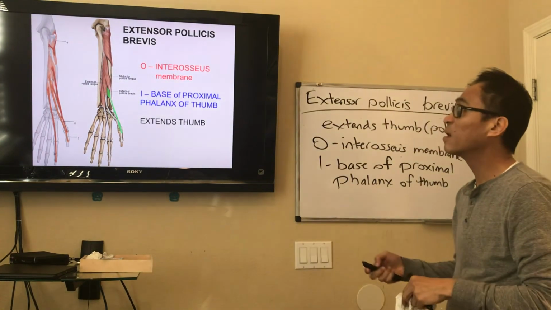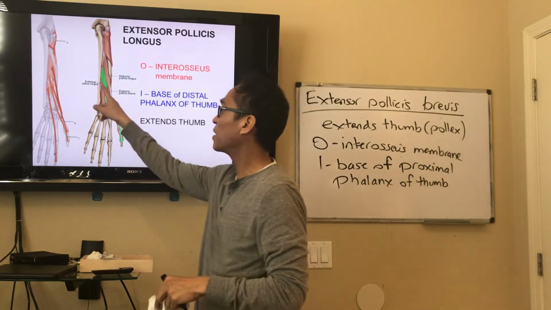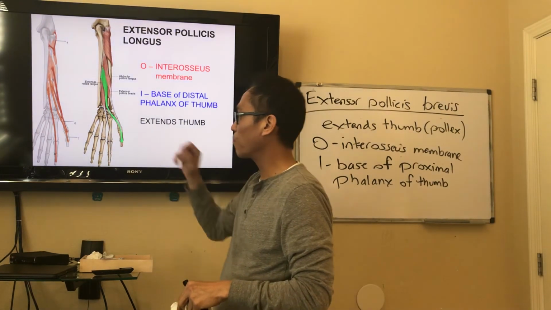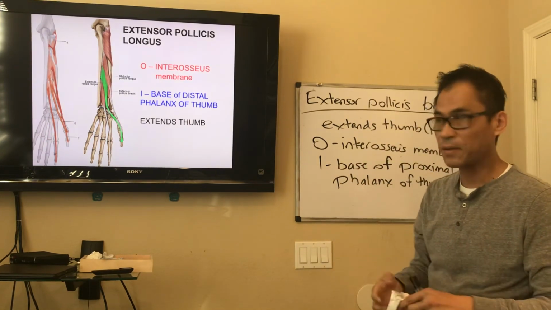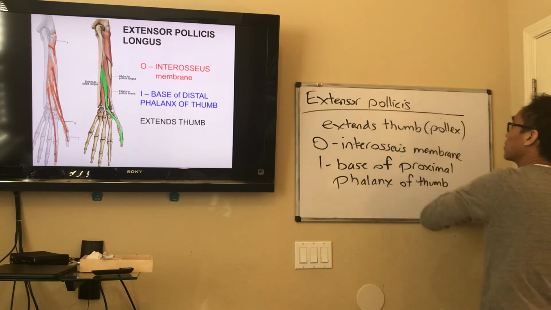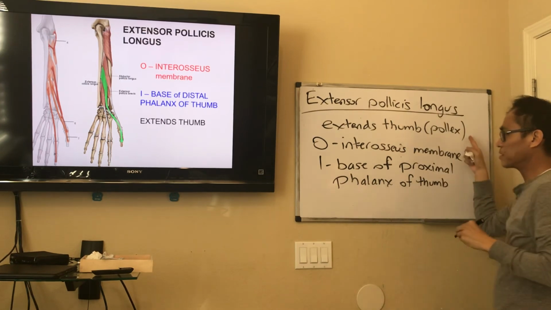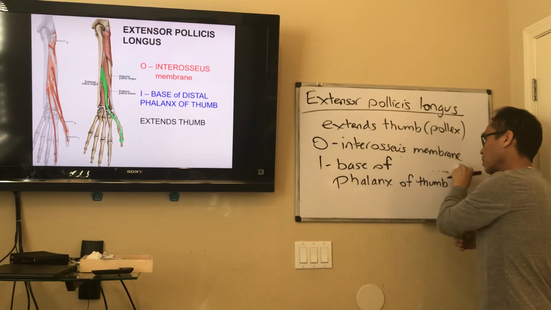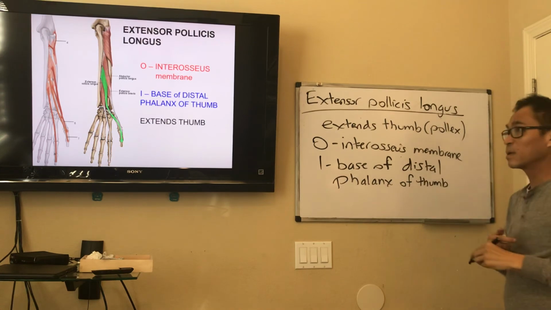Moving on. Extensor Pollicis Longus. It's a long tendon. The muscle ends around there, and there's a long tendon that extends all the way out to the base of the distal phalanx of the thumb. It also extends the thumb. So change that to longus. Extends the thumb, that's the same. Change this word to distal. And there you have it.